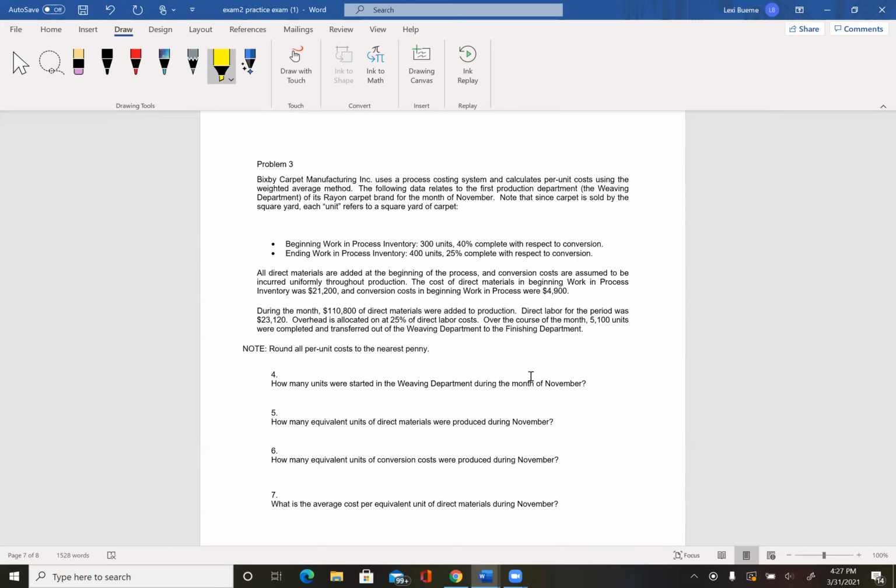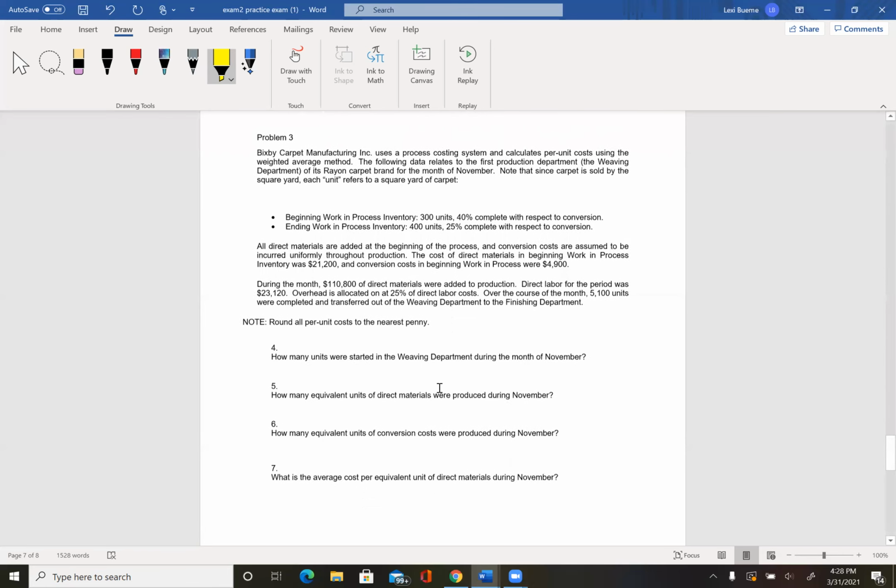And then the ending WIP is 400 units with 25% complete. And it says all direct materials are added at the beginning of the process. Conversion costs are assumed throughout the production. The cost of direct materials in the beginning was $21,200. Conversion in beginning is $4,900. And then it says during the month, $110,800 of direct materials were added. Direct labor was $23,120. Overall allocated 25% of direct labor, and then 5,100 were completed and transferred.